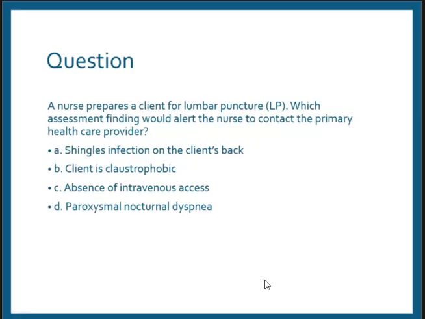Shingles infection in the client's back, client is claustrophobic, absence of IV access, paroxysmal nocturnal dyspnea. So we have a lumbar puncture, and we're assessing the patient, and what one would be a big concern? We're sticking a needle through that patient's back. If they have an active infection on that back, then we are not sticking a needle through it.